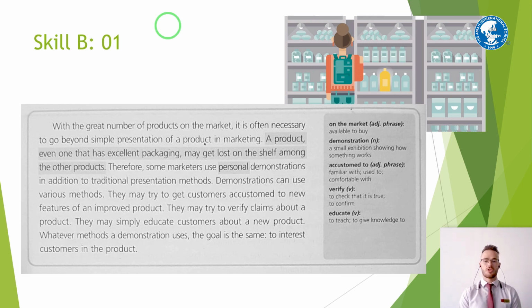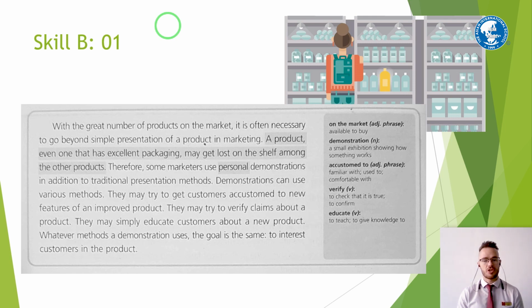Word number 2 is a demonstration. This is a small exhibition showing how something works. You'll often see these in shopping centers, shopping malls. You see the big kind of comfortable chairs that have the massage back, and they hold your phone for you and all these sorts of things. And there will be people there showing you how to use these properly. That would be a demonstration. We also get demonstrations in supermarkets sometimes, where certain products have people there giving you little bits to try, little tasters. That would also be a demonstration of a product.